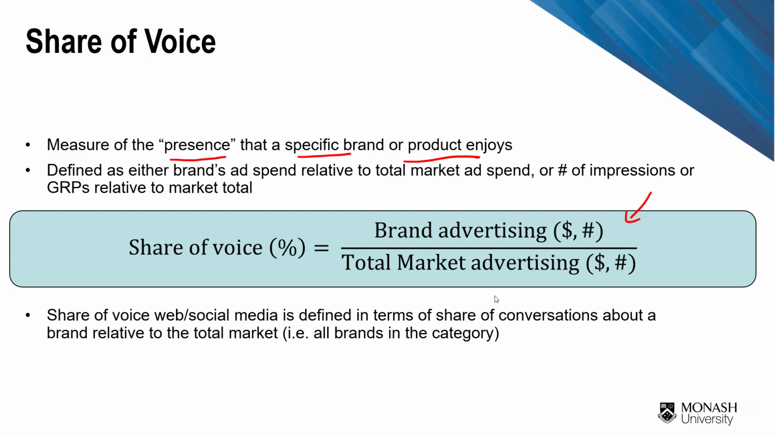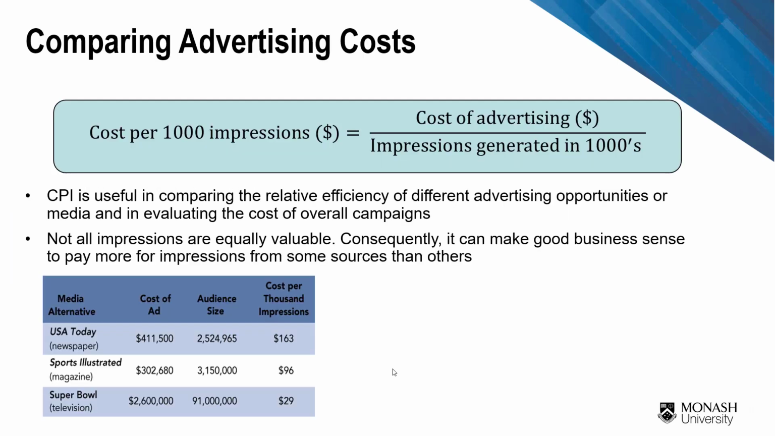Lastly, we're going to talk about comparing advertising costs. In comparing advertising costs, we have what we call the cost per 1,000 impressions. The cost per 1,000 impressions is basically the cost of advertising divided by the impressions generated, in thousands. It helps you find out whether you have been spending your money wisely on your advertising. So let's take a look at some of the examples in here.